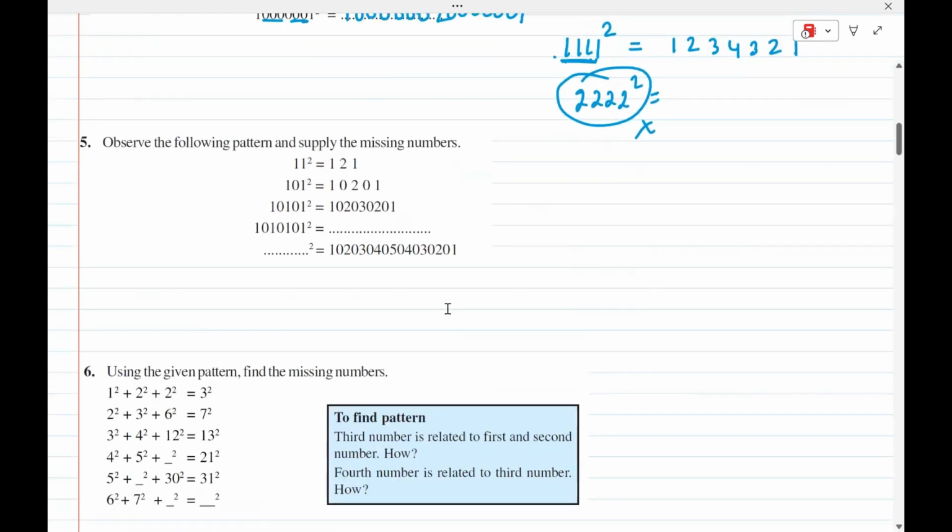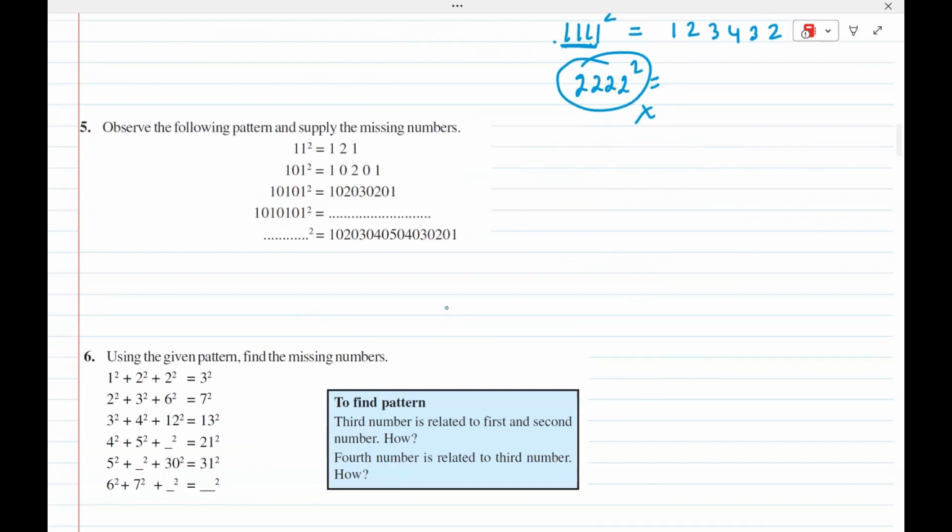The next question, question 5, says: observe the following pattern and supply the missing number. So here it was the same as the previous one. 11 squared is 1, 2, 1. It's the same trick. If it is 1, 1, 1, there are 3 ones, so I write 1, 2, 3. And as many zeros in between, I inserted the same. Here I can see 1, 2, 3, 4.